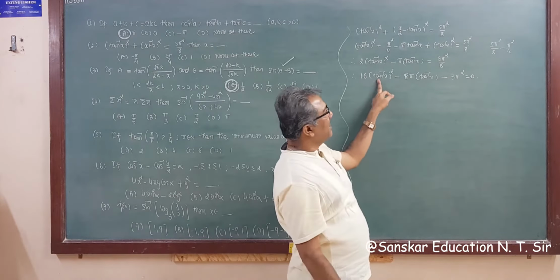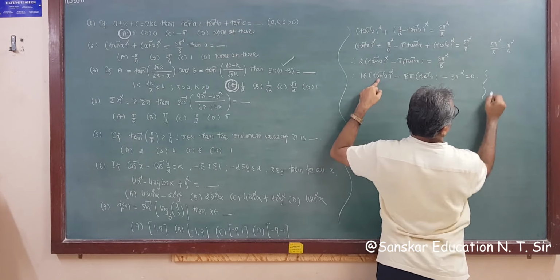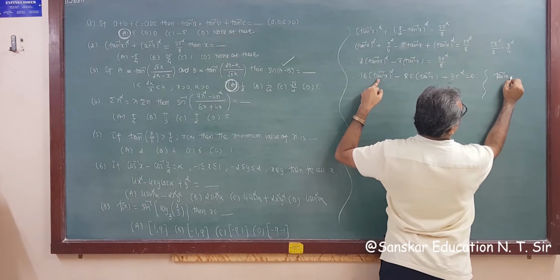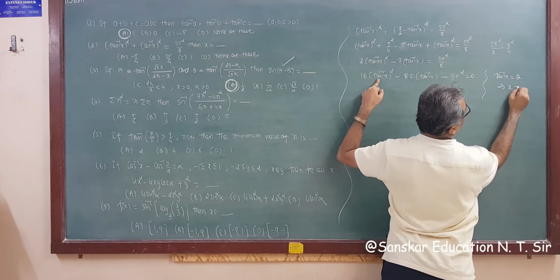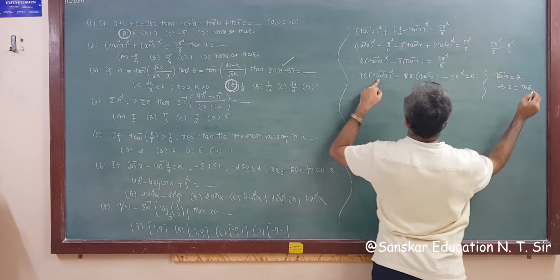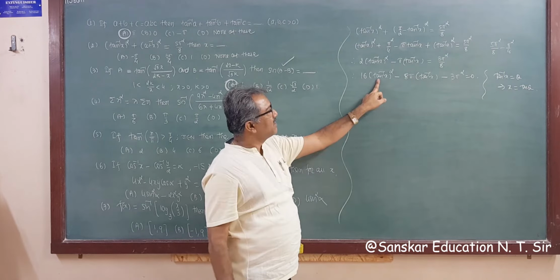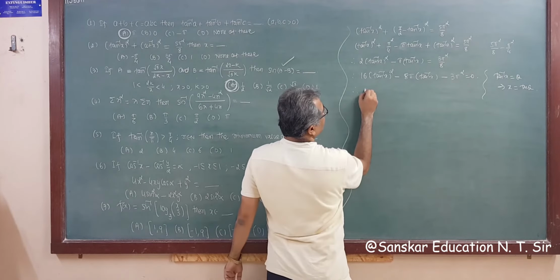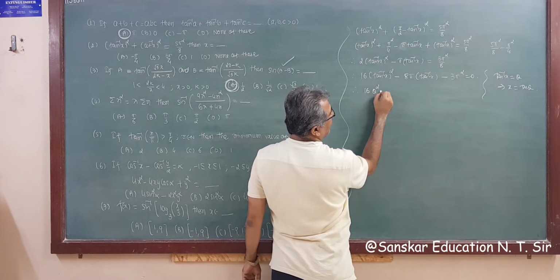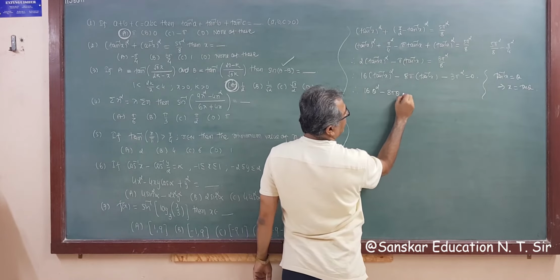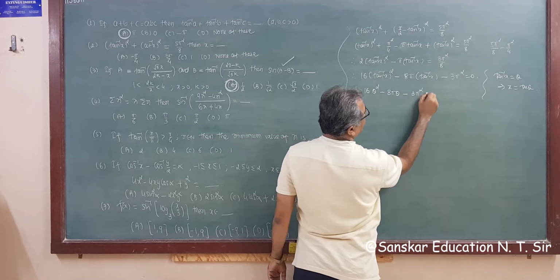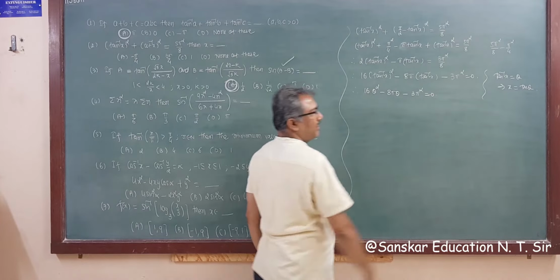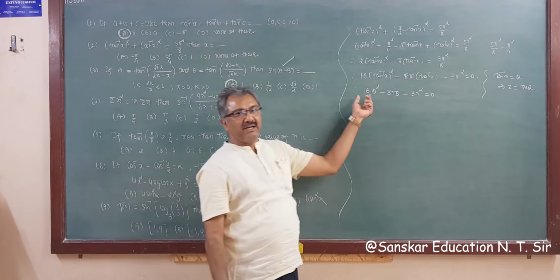So now assuming tan inverse x is equal to theta, this implies x is equal to tan theta, right? So what is the equation? This is 16 theta square minus 8 pi theta minus 3 pi square is equal to 0.